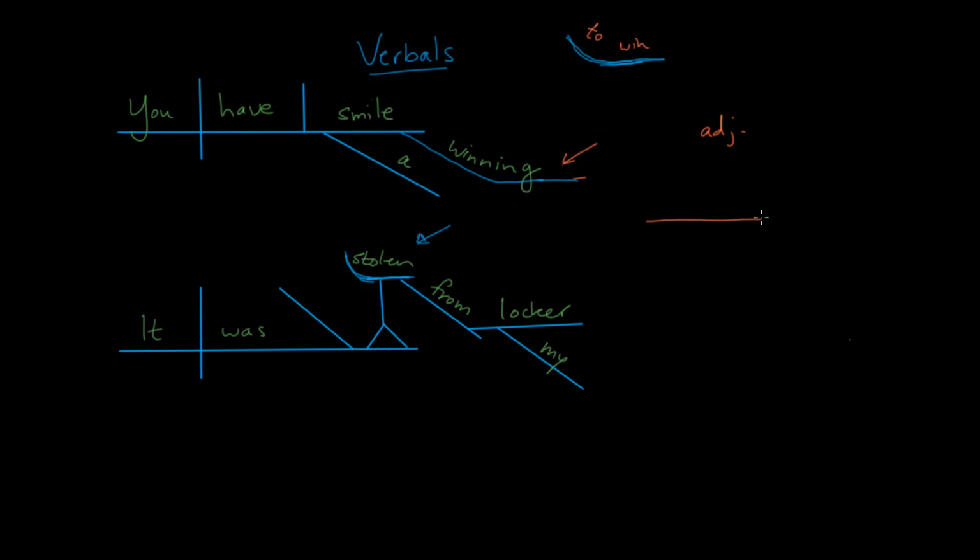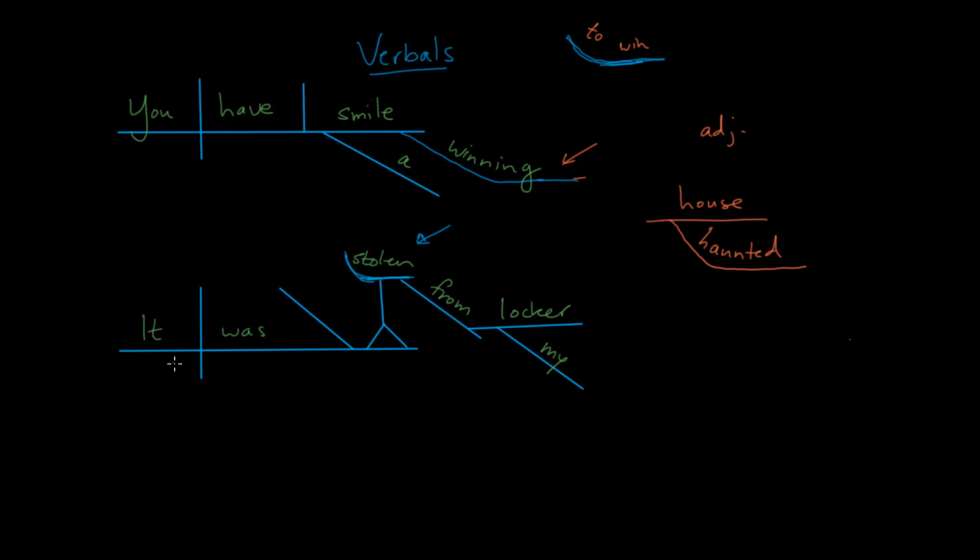So let's say we want to describe the word house, right? And we draw this slanted line. There we go. And we could describe this as, let's say, a haunted house. So haunted house, that would be a past participle.